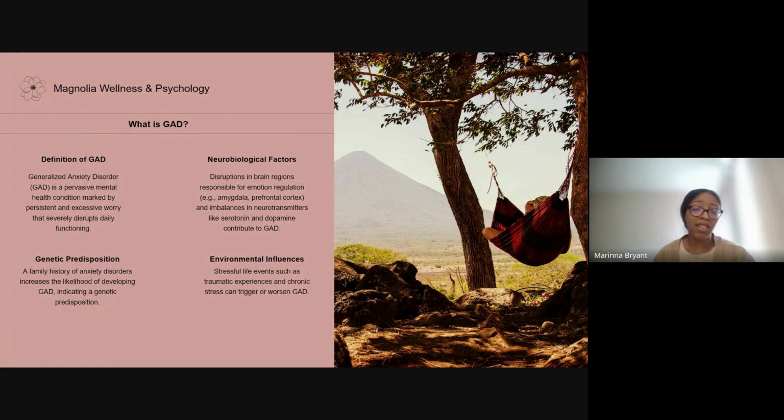And then, for example, with genetic predisposition, genetics play a significant role. For example, if you have a family member who has anxiety, later down the line or earlier in the line, this actually impacts everyone. And then we have environmental influences, such as stressful life events, like traumatic experiences and chronic stress, which can trigger or worsen anxiety.